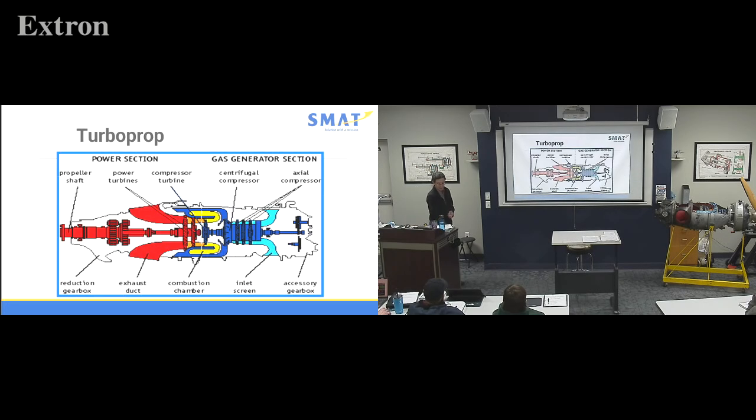So, turboprop example, and here's where things can get a little tricky. But we still have our compressor section and our combustion section and our turbine. Anybody notice something a little different about the setup of this engine? Backwards. Yes. So the PT6 is known as a reverse flow engine. Air comes in the back, gets compressed, goes into the burner section, and again, reverses.